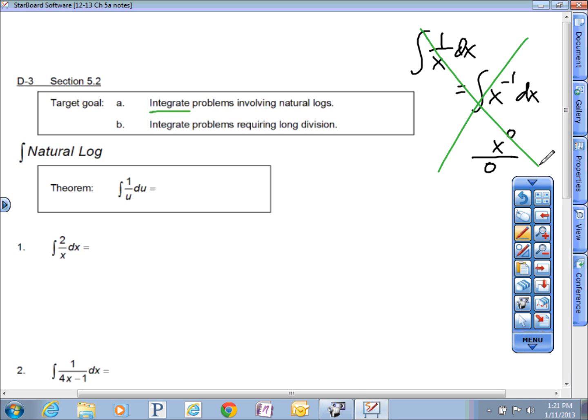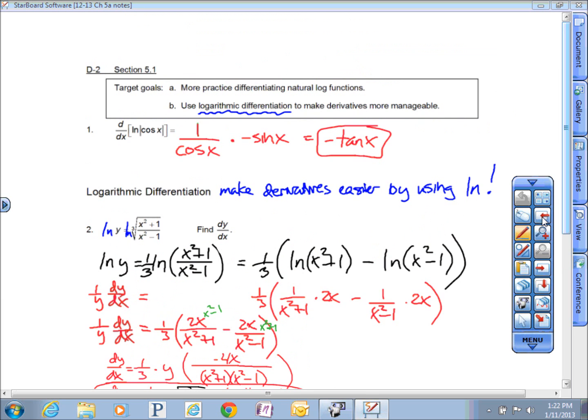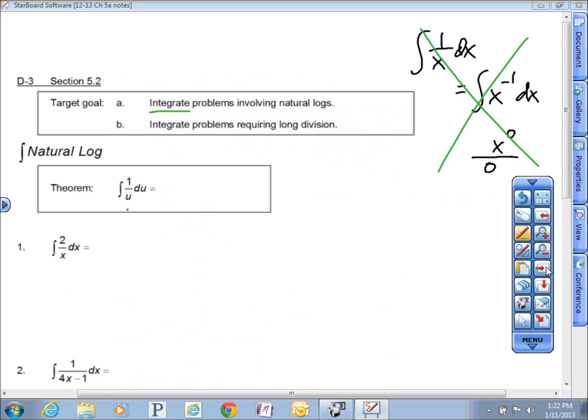So this power rule is not going to apply here, so we're going to need a special rule. Well, when we took the derivative of natural log of x, that derivative was 1 over u times du over dx. What are we doing this time? We're reversing that process. This time we're going to take the antiderivative of 1 over u du. So that's going to end up being the natural log of the absolute value of u plus my c.